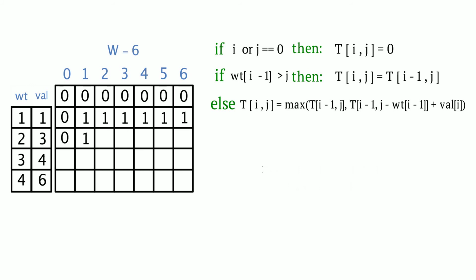Now move on to position 2, 2. i and j are both non-zero, so we move past the first if statement. Since the weight is 2 and it's not greater than j, which is 2, we move on to the last statement. We move up 1 spot and 2 spots to the left since the weight is 2. This brings us up to position 2, 0, which is a value of 0. We add that to the corresponding weight value, which is 3, and give our current position the value 3.